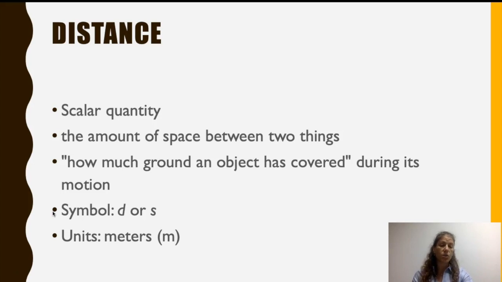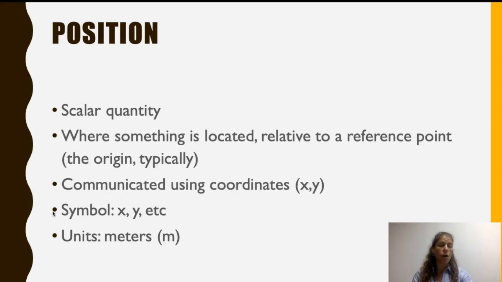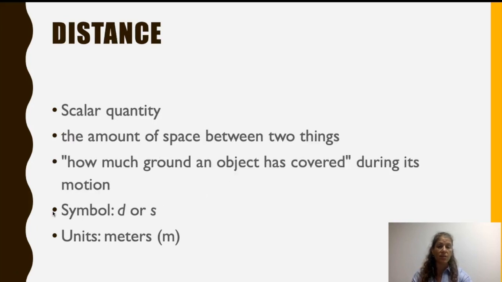For position, we generally use the symbols X or Y. It's a position in meters relative to that 0 value. Distance is D, but I've also seen S, R, X, delta Y, all of those still mean distance. There's a lot of different symbols for it. And the units are still in meters. We always use the metric system.